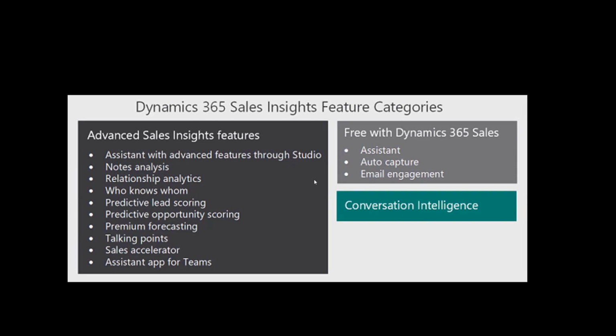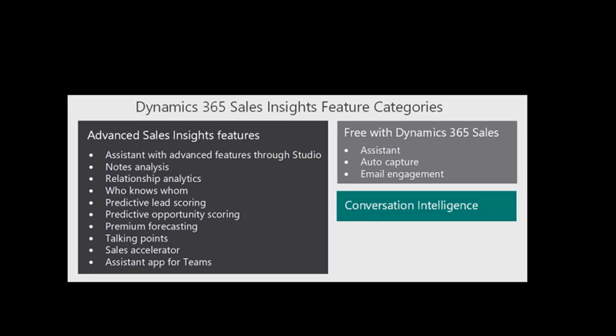This slide is just to highlight that in Dynamics 365 Sales, you still do get 3 features which are AI enabled: the assistant, the auto capture, and the email engagement. At least the assistant is a good one. I mean, the email engagement is a good one. I've seen many companies use this one. But if you're going for deeper insights, that's why it's called Sales Insights, you've got the Advanced Sales Insights add-on now.